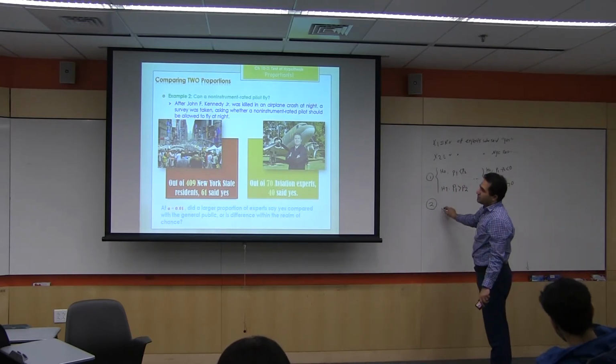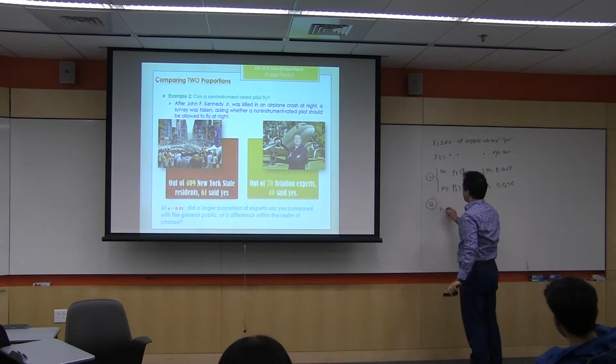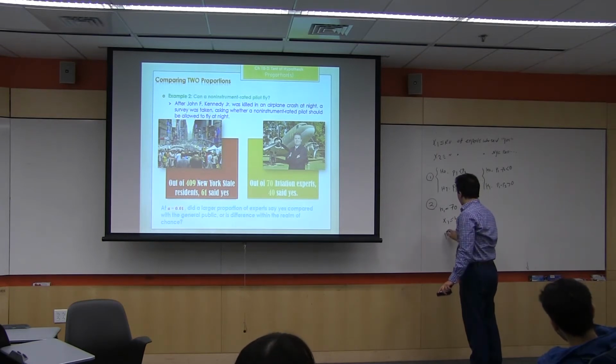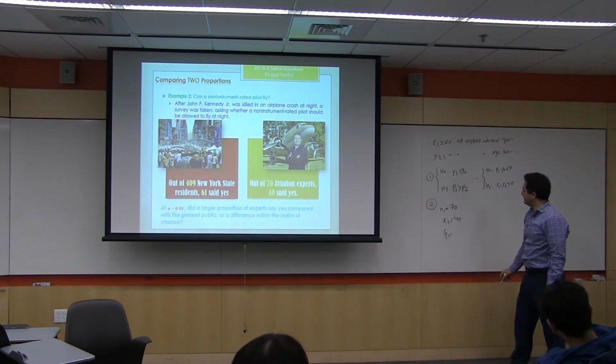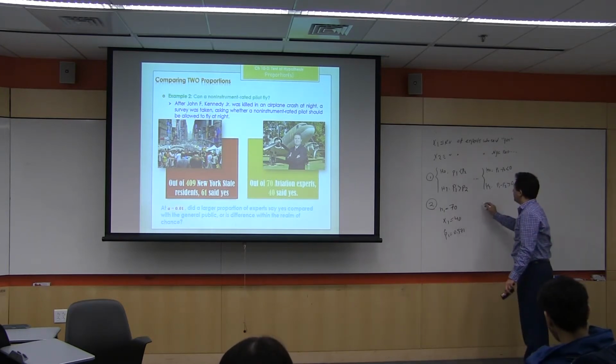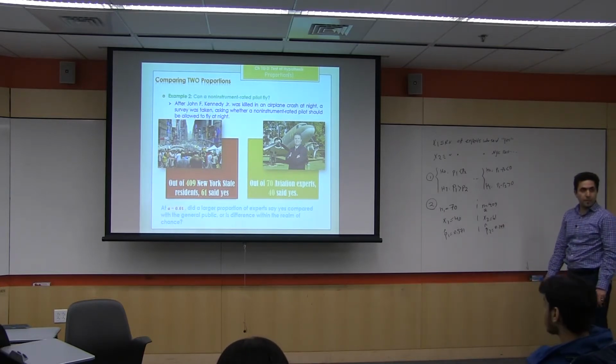For n1, we asked 70 people, x1 is 40. P hat 1 is 0.571. How did you get it? 40 over 70, is that right? From the second one, we asked n2 is 409. How many said yes? 61. P hat 2 is 0.149. Now I can form my statistic.